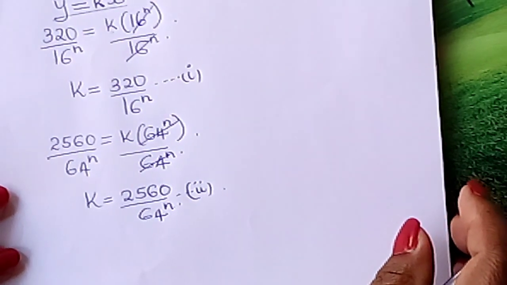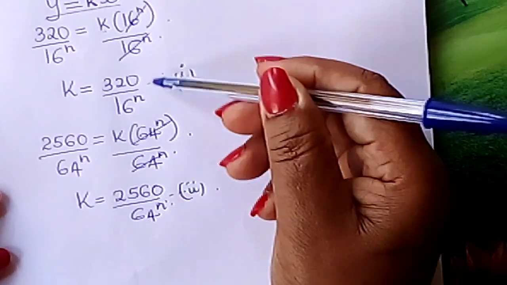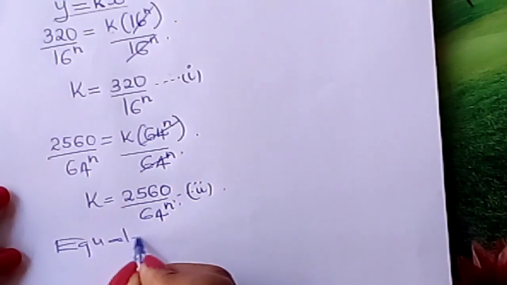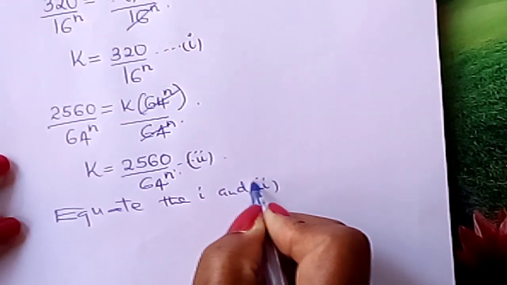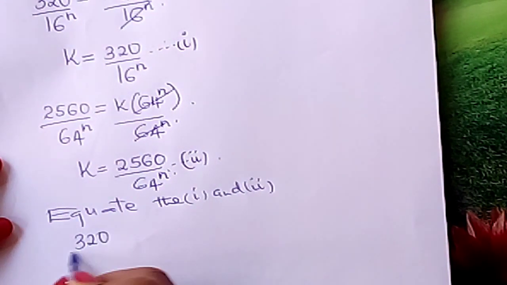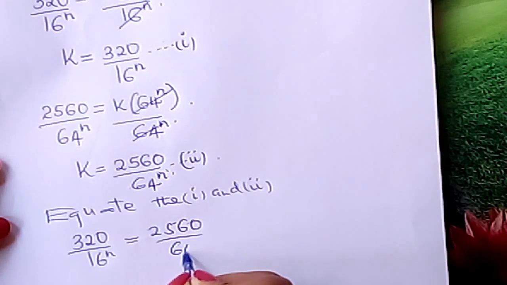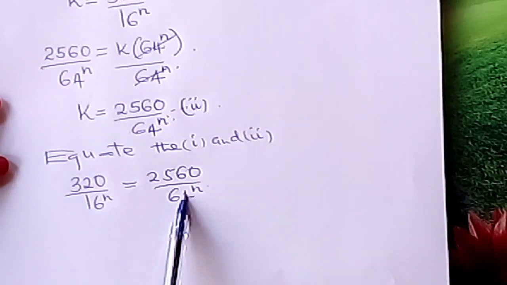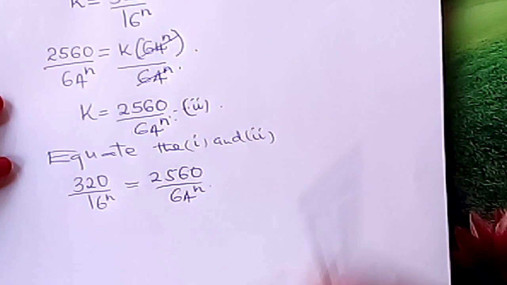From there, learner, you have two expressions for k. K is equal to this, k is equal to this. Equate the two, Roman 1 and 2, to get your n. Therefore we write 320 over 16 raised to n is equal to 2560 over 64 raised to n. Put the like terms together: these numbers with power n on one side and these on the other side.